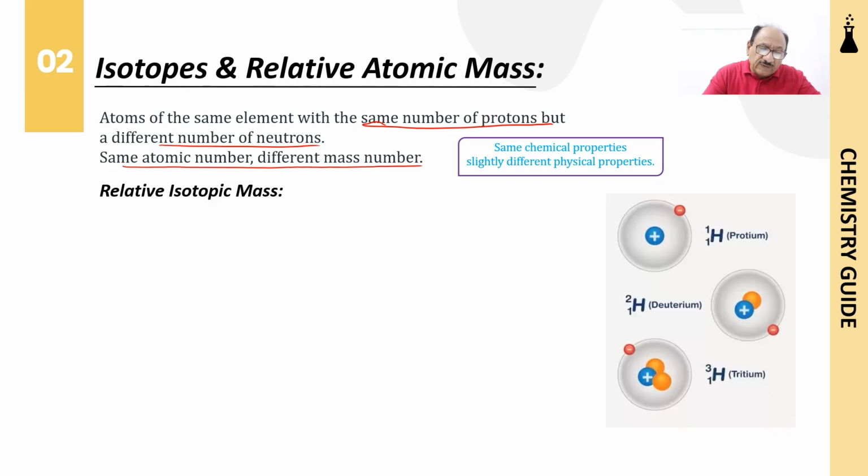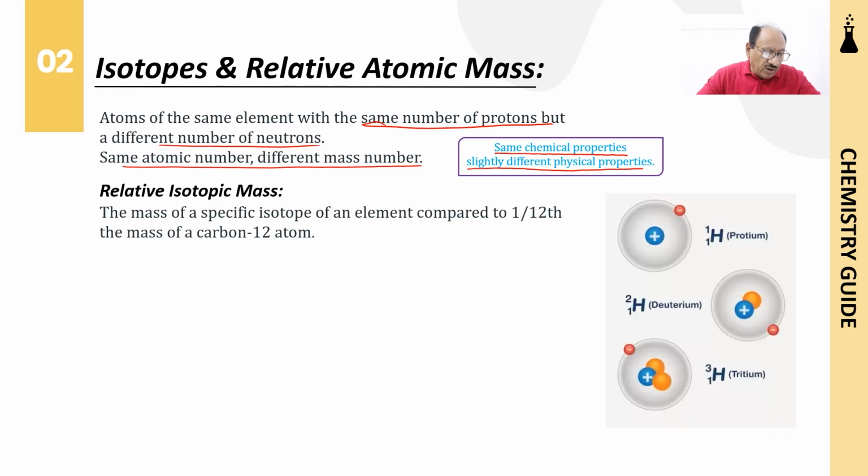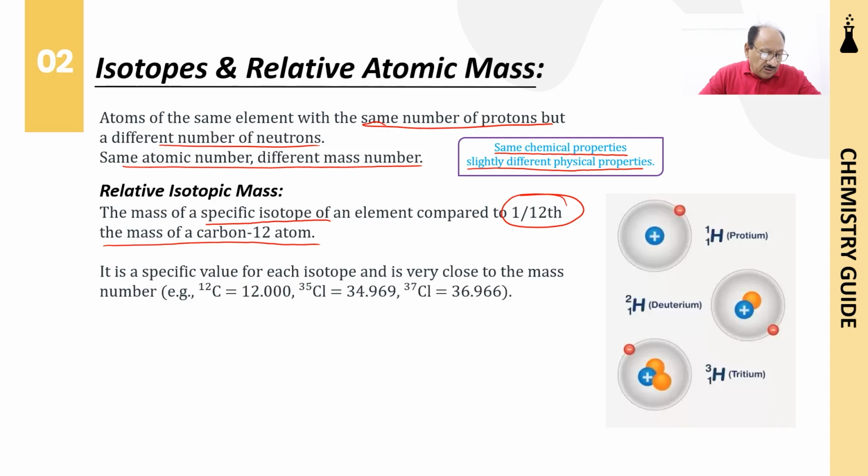This brings us to relative isotopic mass. Keep in mind that isotopes have the same chemical properties, but their physical properties are slightly different. When we discuss relative isotopic mass, we mean the mass of a specific isotope of an element compared to 1/12 of the mass of a carbon-12 atom. Carbon-12 is taken as the standard, and one twelfth of carbon-12 is taken as 1 unit, and we compare all other elements and isotopes with this. So it is a specific value for each isotope and is very close to the mass number.